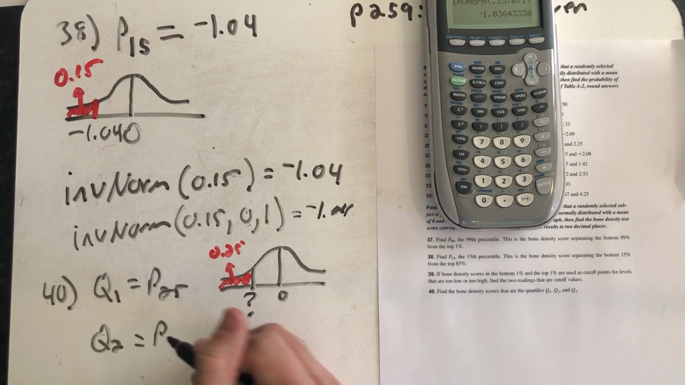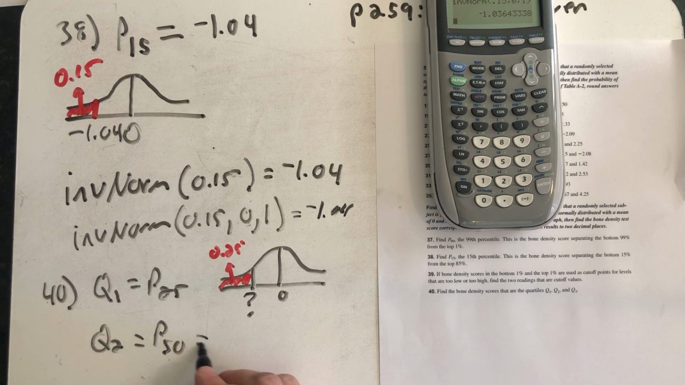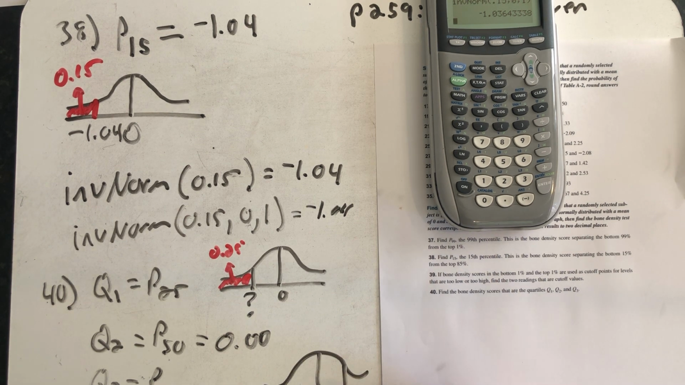Q2, well, that's the median. But in a bell-shaped distribution, it's also the mean, so I don't need any calculations for that. I know the mean of 0 is right in the middle there. No calculation required. It's like we get that one for free. We're told to round 2 decimal places, so I'll just write 0.00. Q3 is the 75th percentile. So that'll be the data value that bounds 75% of the data to its left. We're looking for that data value with 75% of the data to its left.